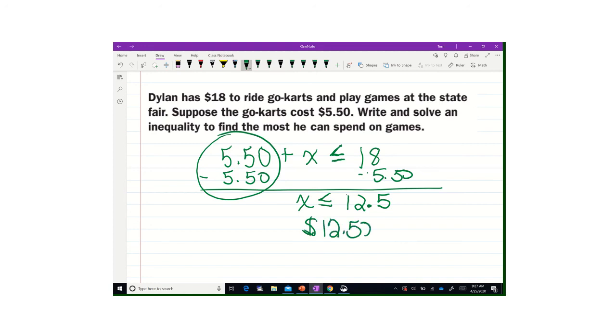which means the most Dylan can spend on his games is $12.50. So he can spend $12.50, or he could spend less than that if he chose not to spend all of his $18. And that's how we go about solving inequalities.